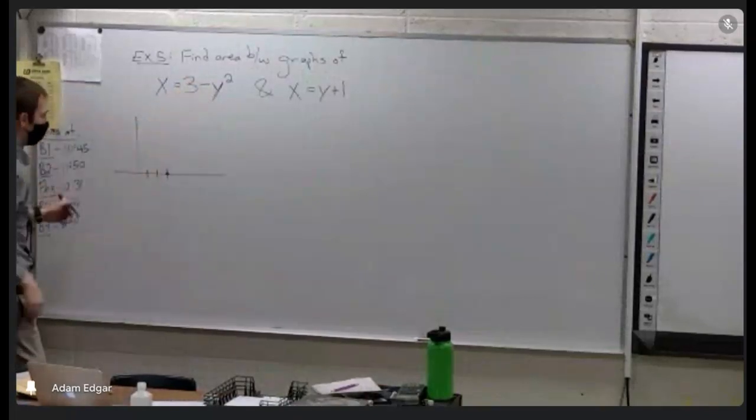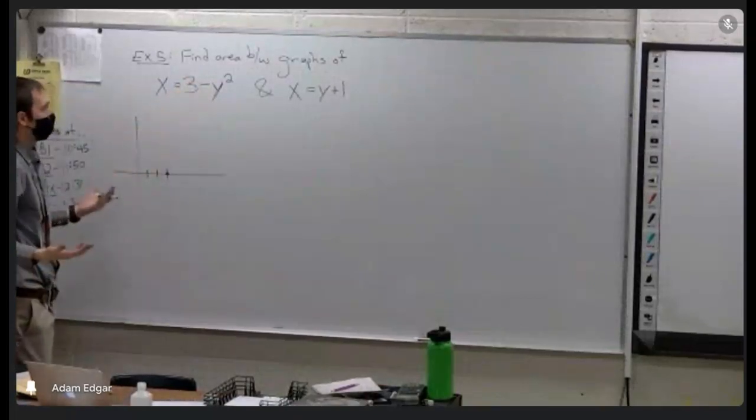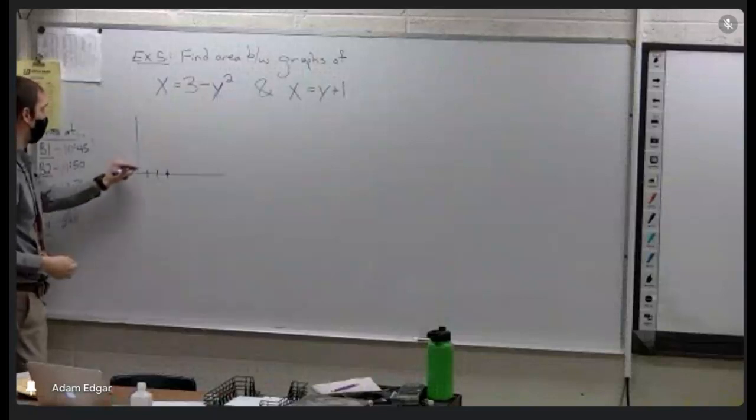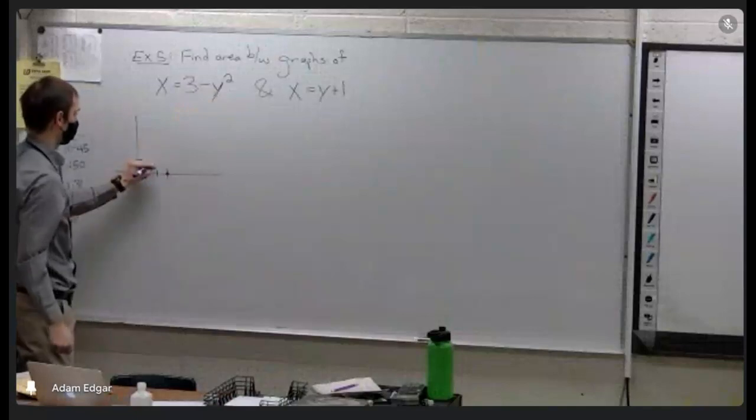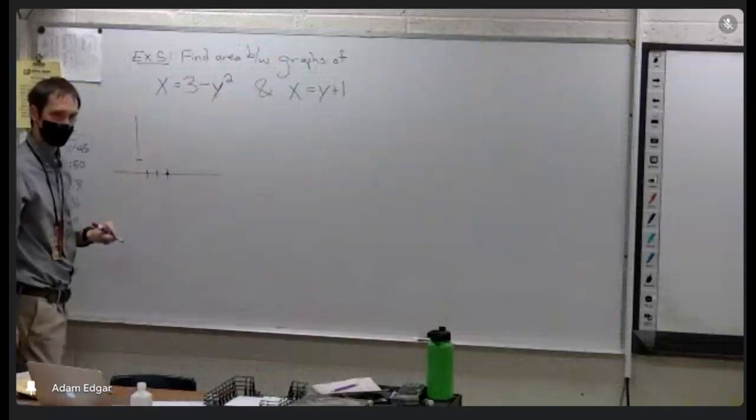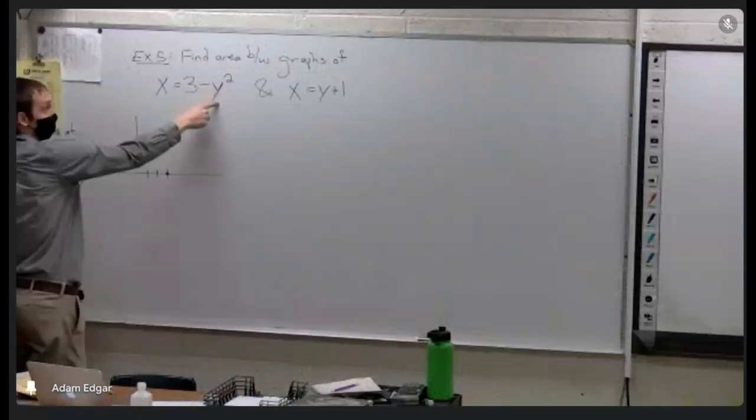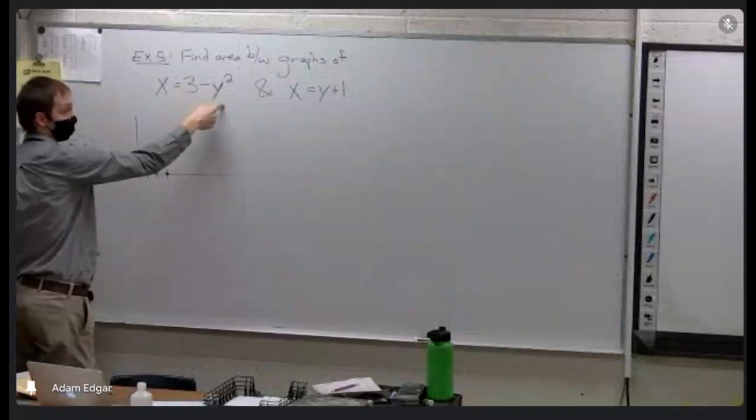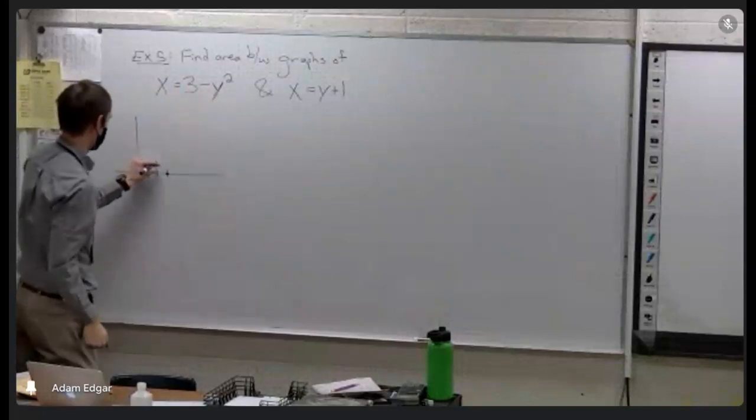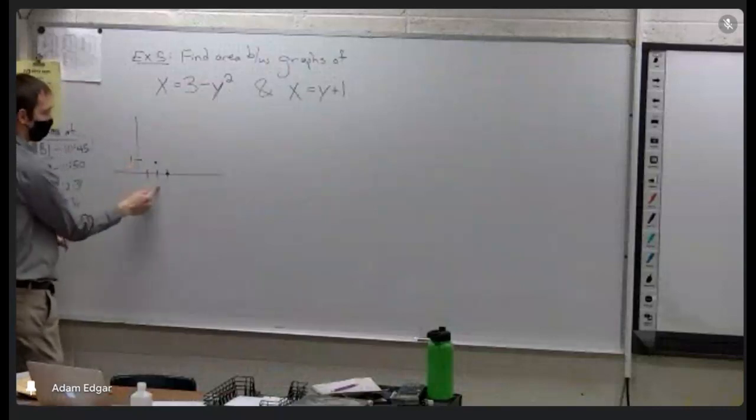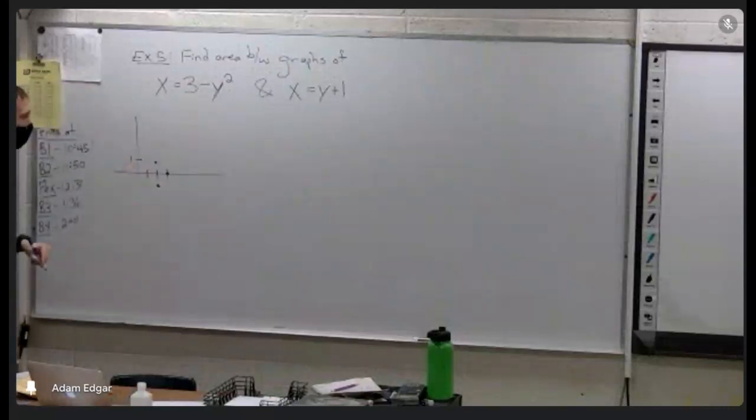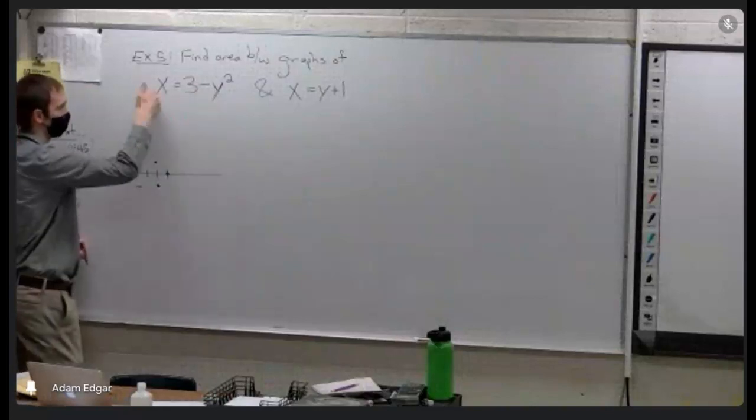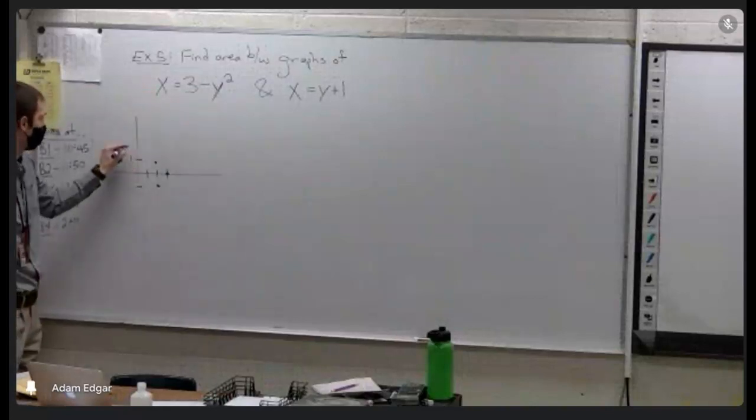Yeah. So if you're not sure, we could always just plug in another number for y. Like plug in 1 for y. 3 minus 1 squared is... What's 1 squared? 3 minus 1 is... So you plug in 1 for y, you get back 2 for x. And same if you plug in negative 1 for y. Negative 1 for y gives you back positive 2 for x.